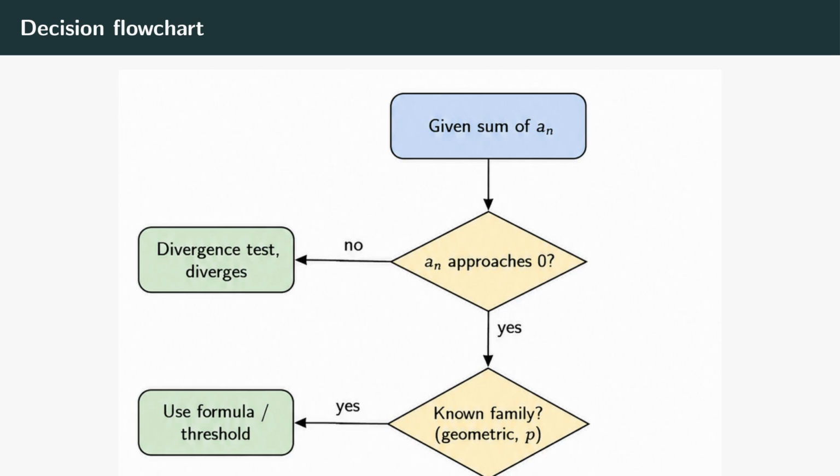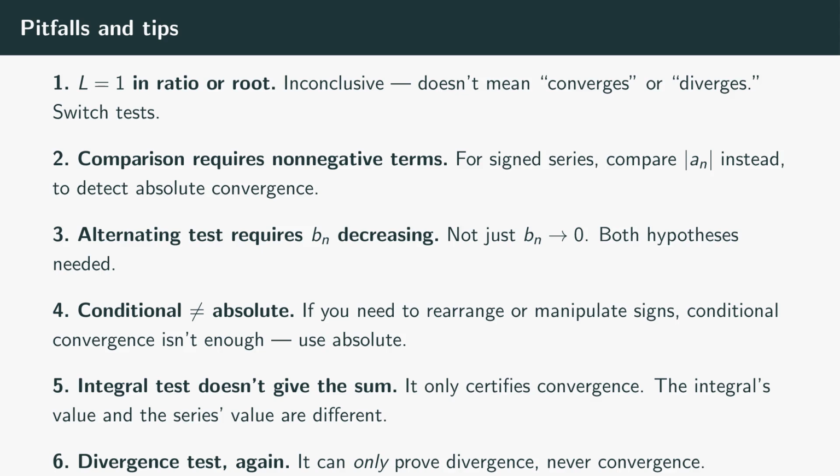That's the workflow. 5 decisions, 6 destinations, most series exit within 2 or 3 steps. The flowchart is your friend. 6 pitfalls. 1. L equals 1 in the ratio or root test means inconclusive, not converges. Students see L less than or equal to 1 written in their notes and assume it means convergence. It does not. L less than 1 converges, L equals 1 tells you nothing, you need a different test.